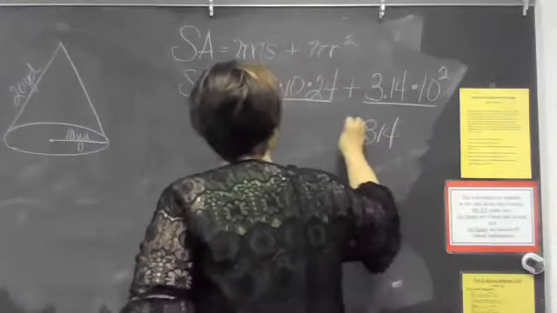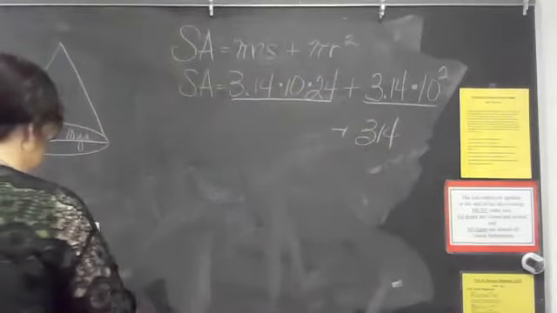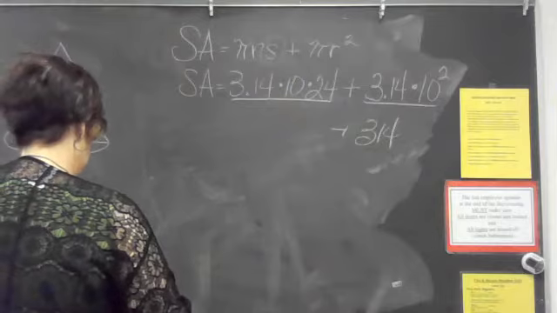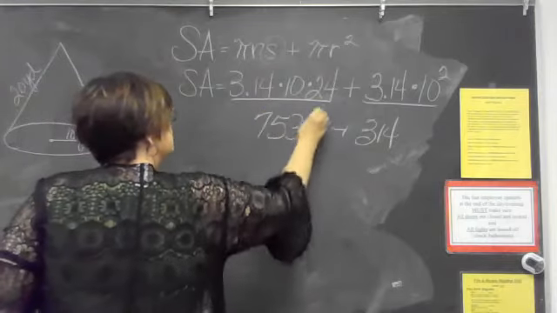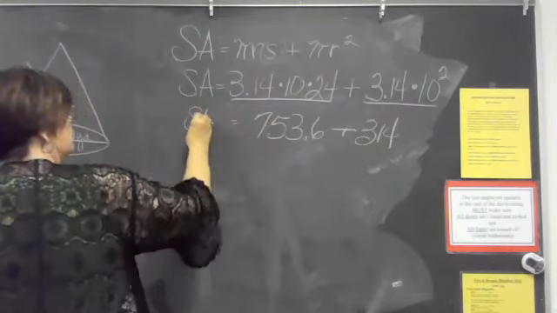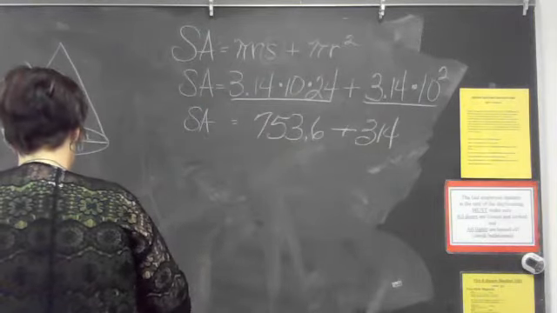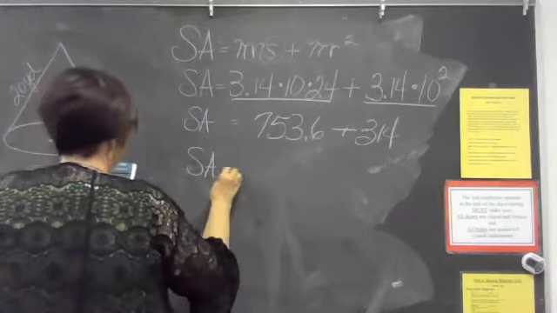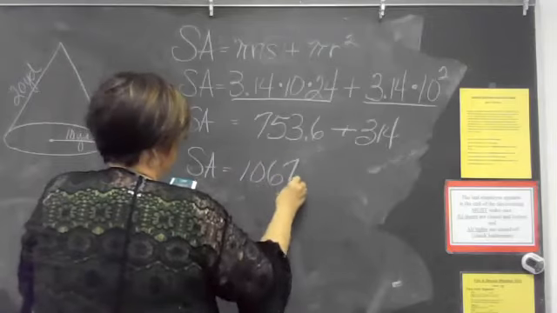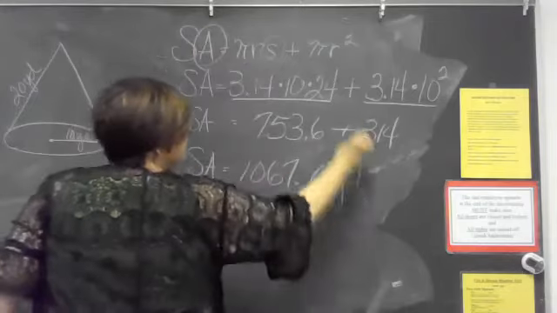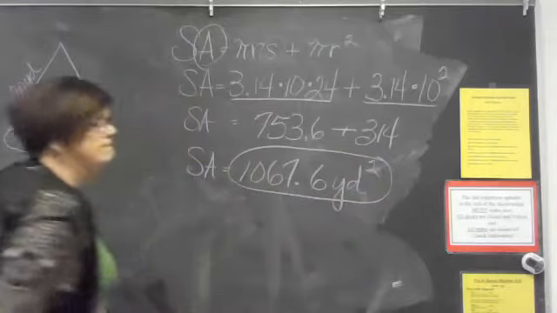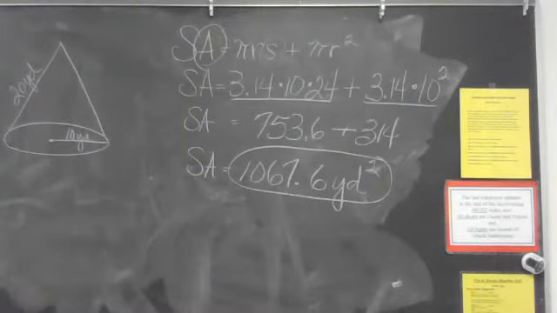This one's 314, plus 4 times 753.6. And when we add that to 314, our total surface area equals 1067.6. We're dealing with yards, and we're dealing with area, which makes it squared. A new formula, but the only thing that you have to be aware of is what the S stands for. And the S is our slant height, not our perpendicular height.